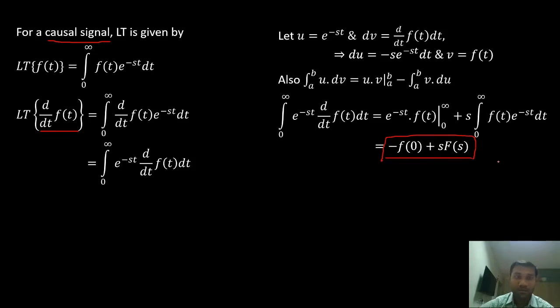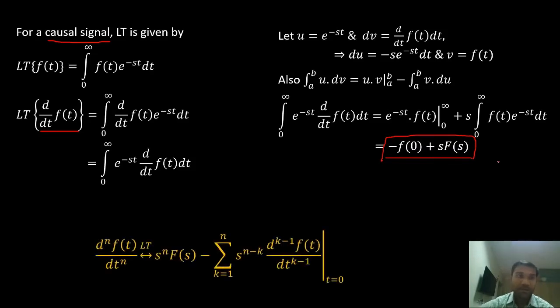This is for one differentiation. Now what happens if there are n number of differentiations? How will my Laplace transform change? So this is the general formula for n number of differentiations. d power n of f of t divided by dt power n will have the Laplace transform s power n F of s minus summation k equals 1 to n of s power n minus k, d power k minus 1 by dt power k minus 1 of f of t at t equals 0.